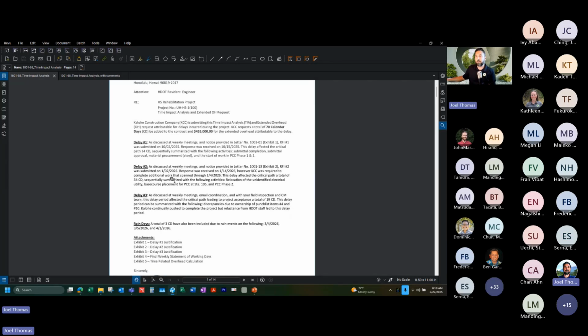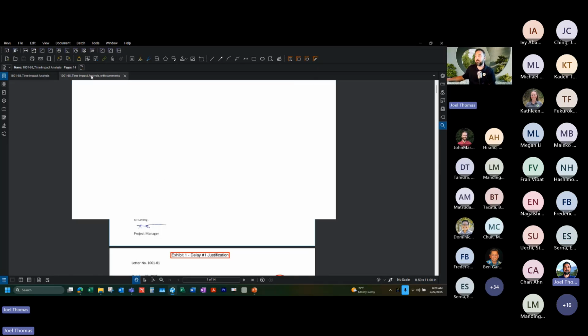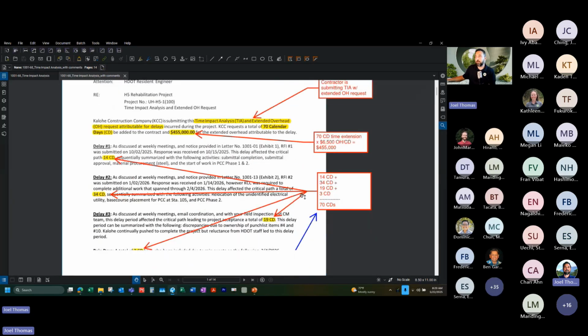They've split it into 4 delay periods here, with different justifications for each of those delays, a final weekly statement of working days, and then a time-related overhead calculation. I'm going to flip this over to my version of this that has comments. So, 70 calendar day time extension, $6,500 in overhead per calendar day, and that came out to the 455. So that's what they're asking for.